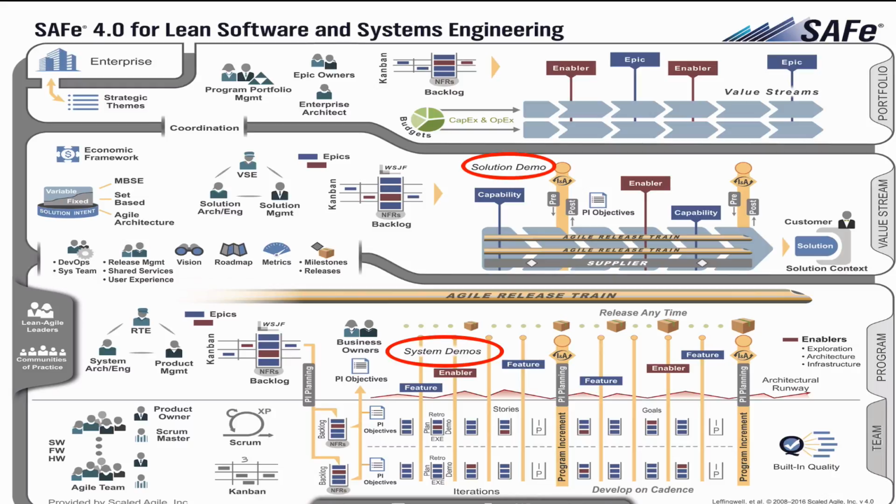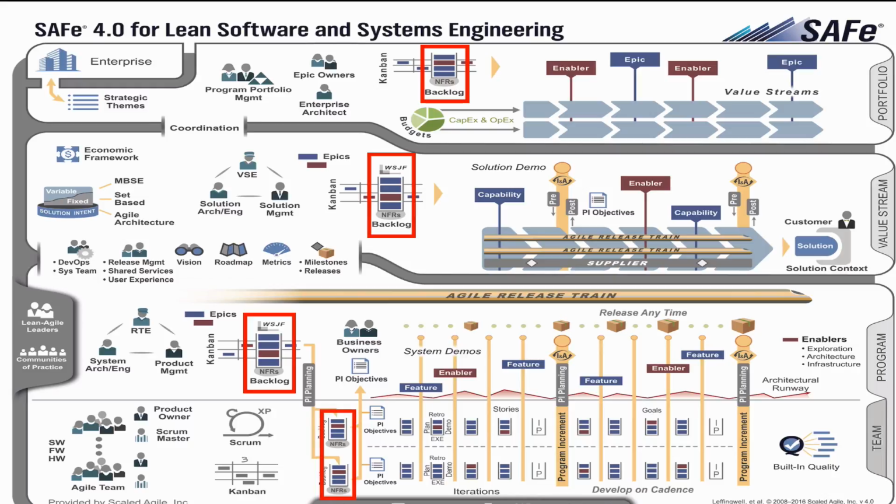The roll-up of ART system demos results in a solution demo at the value stream level. The PI planning and inspect and adapt at the value stream level is also a roll-up of the PI planning and inspect and adapt of each ART. In this fashion, we're able to aggregate and scale the agility of individual ARTs to a much larger value stream. Now that we've covered all the levels of SAFe, we can move on to discuss the backlogs at each level.